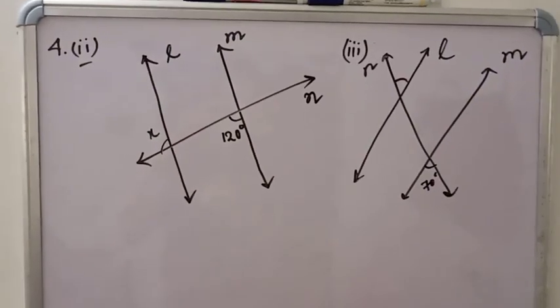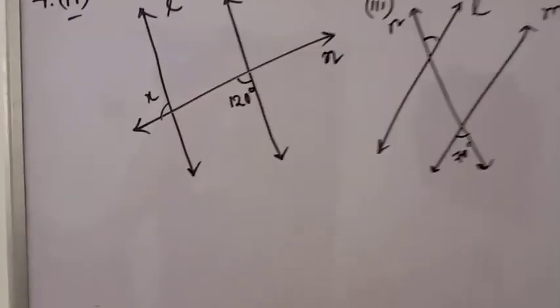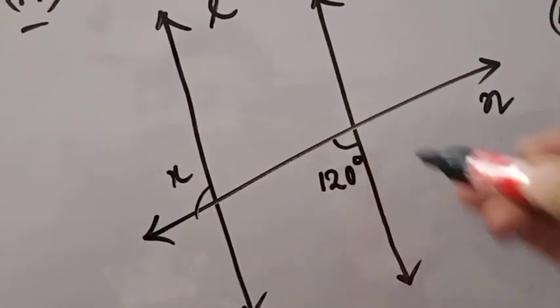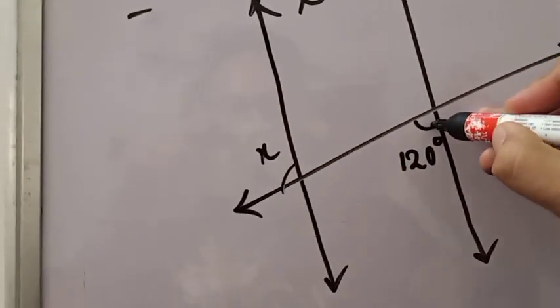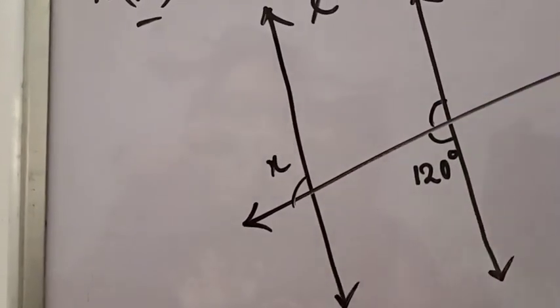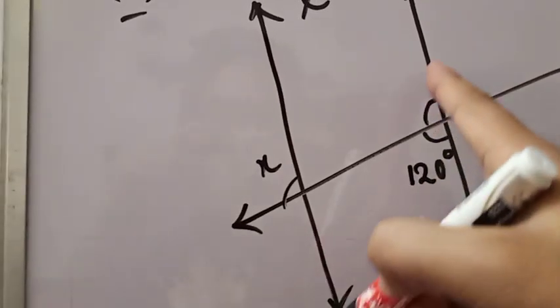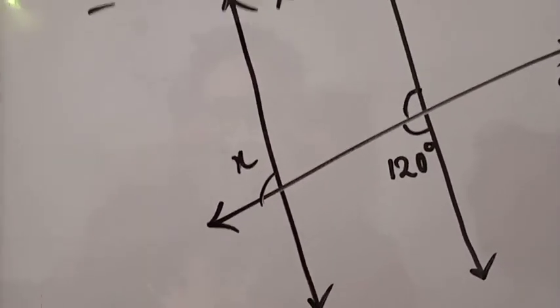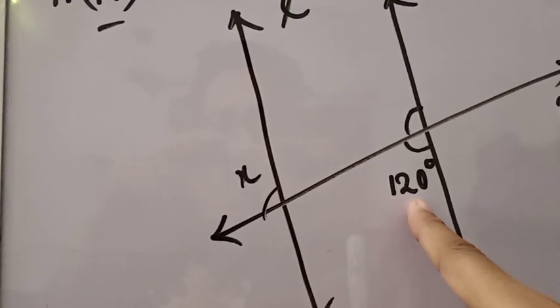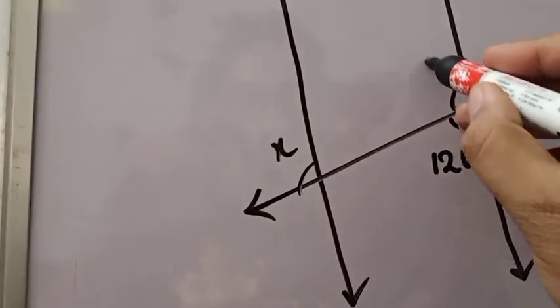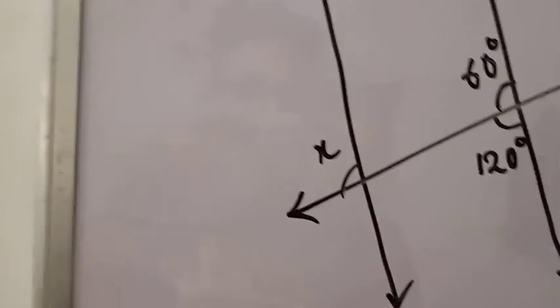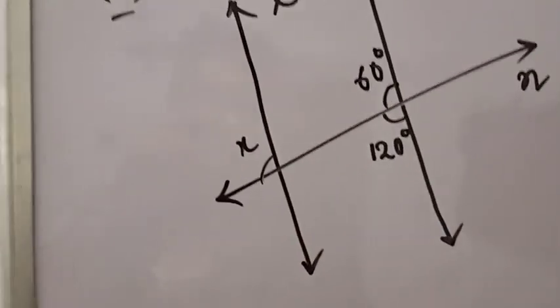See that in 482 and 483, one angle is given, 120 degree. Clear? So now this angle and this angle are in linear pair. So that means the total angle is 180. So 120 degree and this is 180 minus 120 degree, that means 60 degree. So this angle is 60 degree.